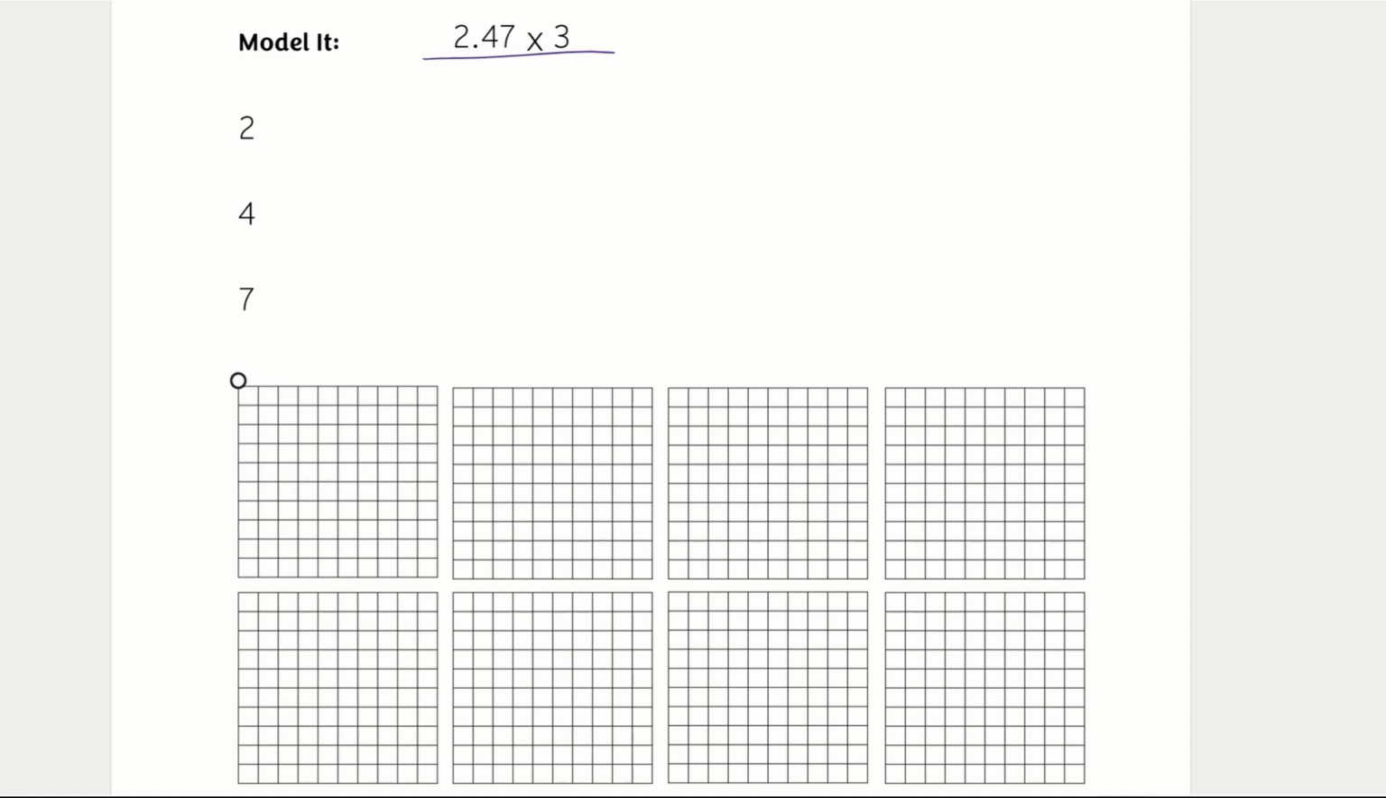So let's take a look up here. I have 2 and 47 hundredths times 3. So if I break down that 2 and 47 hundredths, I've got 2 ones, 4 tenths, and 7 hundredths. So now we're going to take some time and really draw all of this out. So I know I've got 2 ones, and to each of these numbers, I want to multiply it by 3. So I want to say 2 ones times 3.